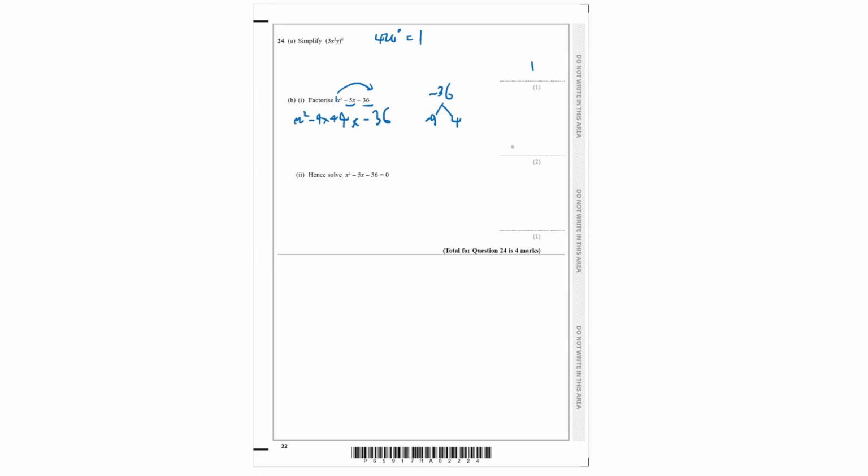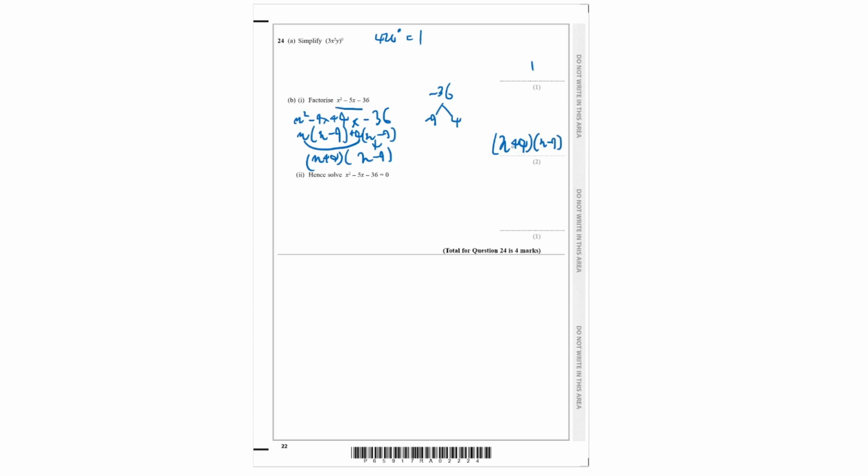And notice how negative 9x plus 4x is still equal to negative 5x. We can then factorize, so we have x squared minus 9x, that's x into x minus 9, and we can write here x minus 9, so negative 36 divided by negative 9 is positive 4. So now we can combine these, so we have x plus 4 and x minus 9. And if we multiply out these brackets, we simply get this equation.